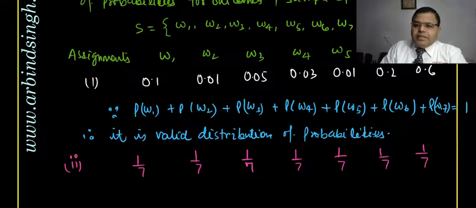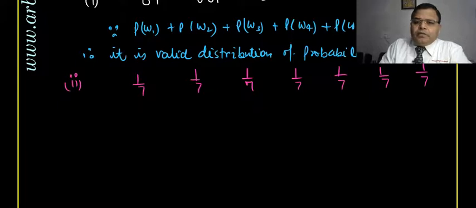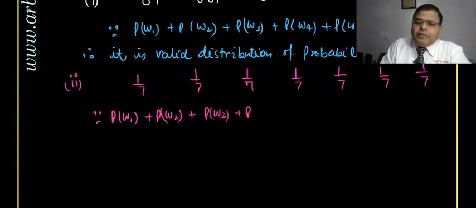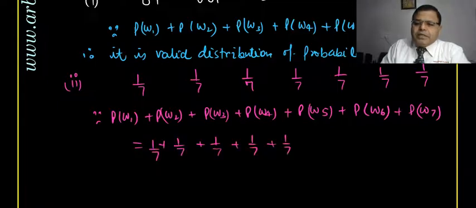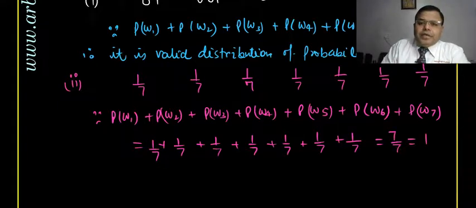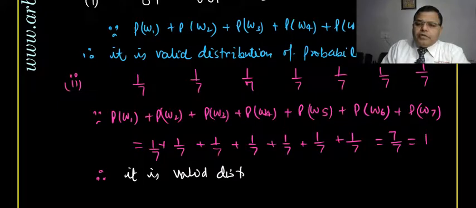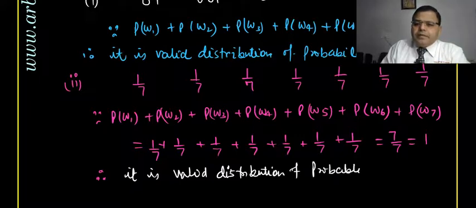So the total probability sum is, this is also possible, since here P(W1) plus P(W2) plus probability of W3 plus probability of W4 plus probability of W5 plus probability of W6 plus probability of W7 is equal to 1 by 7 plus 1 by 7 plus 1 by 7 plus 1 by 7 plus 1 by 7 plus 1 by 7 plus 1 by 7, which is equal to 7 by 7, which is 1, and therefore it is a valid distribution of probability, right? I hope you got it.